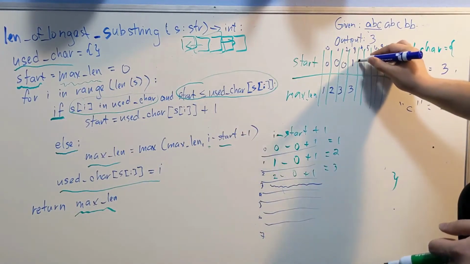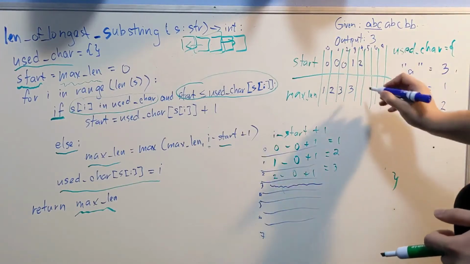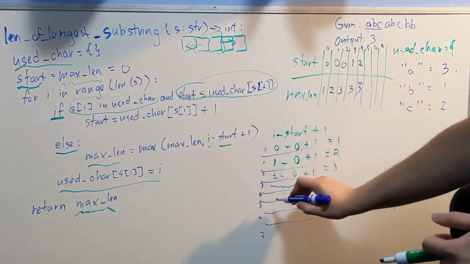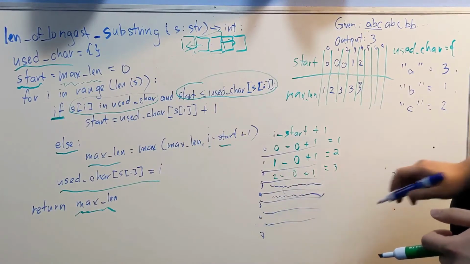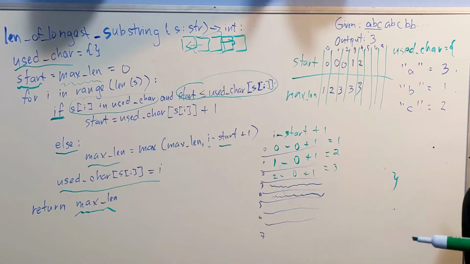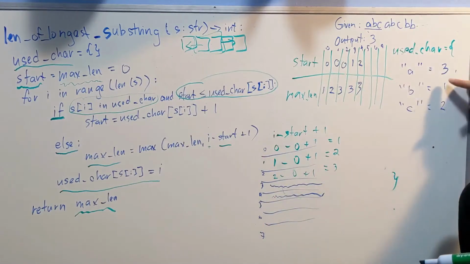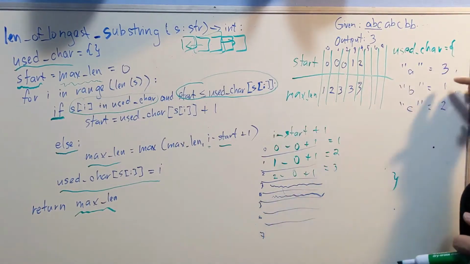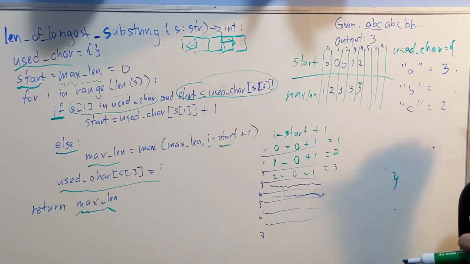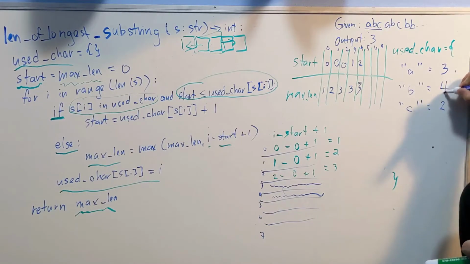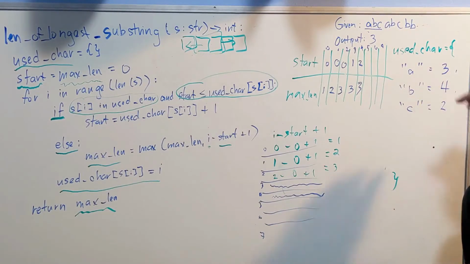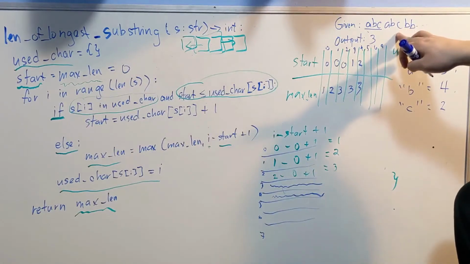Now this becomes 2. This one stays the same. We skip this portion. And at the end, we'll update the current position. We access the key's value. Update that to 4. Now we go to letter C.